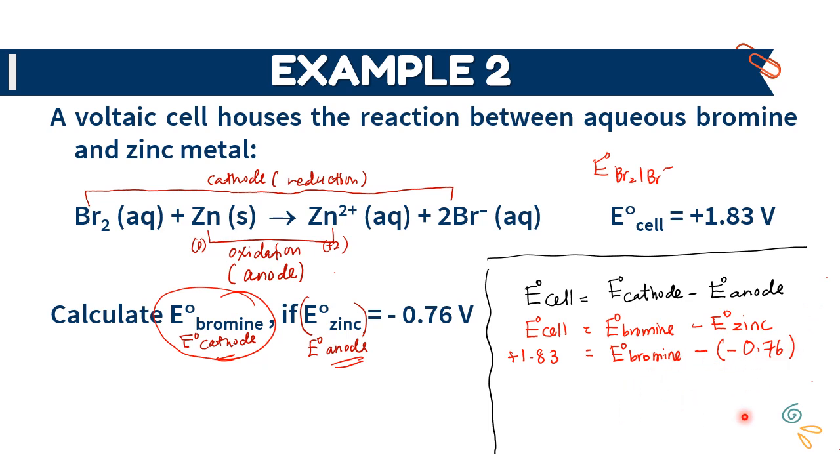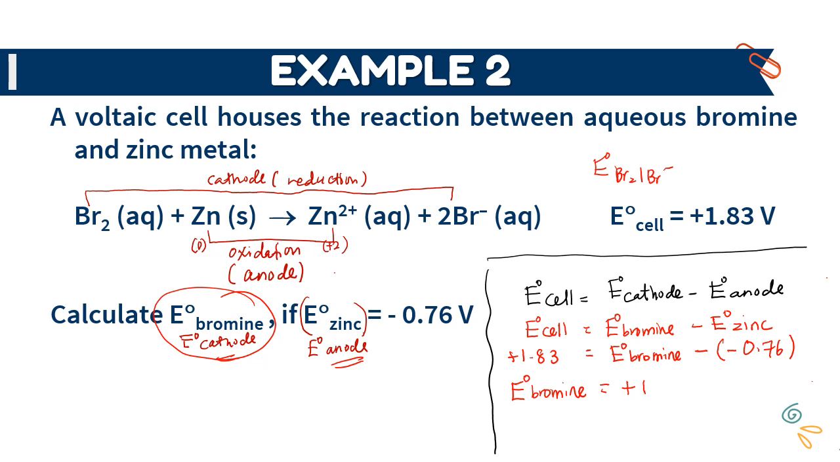Make sure you put your mathematical knowledge to use and write down the equation correctly, because your chemistry part is only up until here: E naught cell equals E naught bromine minus E naught zinc. The rest of it is your mathematical knowledge. So rearrange the equation. Please make sure you write down the sign. If it's positive, put positive. If it's negative, put negative.